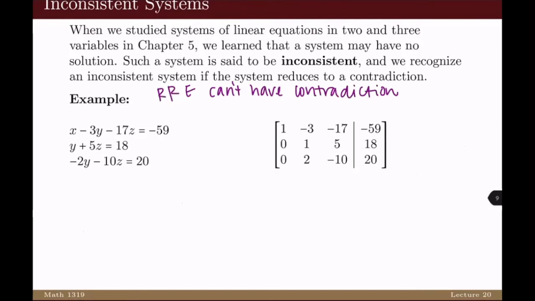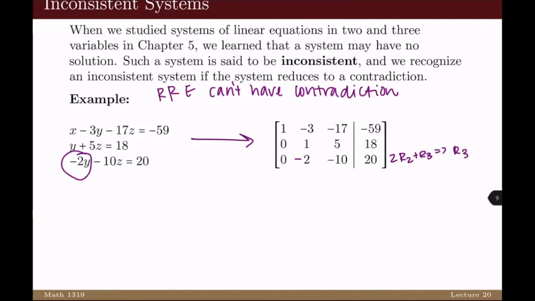So I went to put this into a matrix for y'all so that y'all didn't have to do it. However, I do have an error because this is a negative 2y. This should actually be a negative 2 here, which is my bad. So it's negative 2. So what we need to do is 2 times row 2 plus row 3 gives us our new row 3.